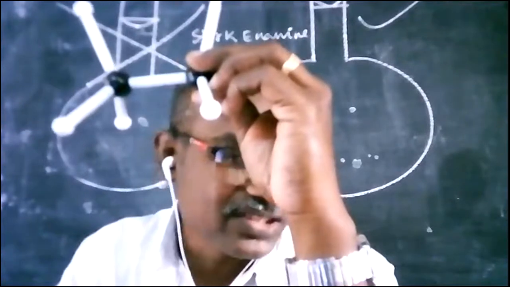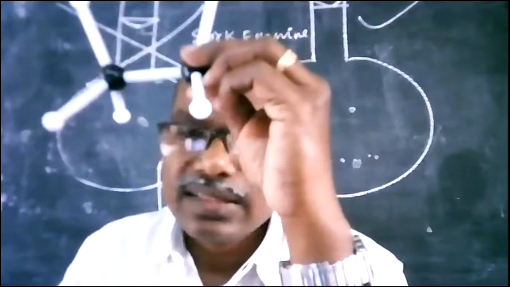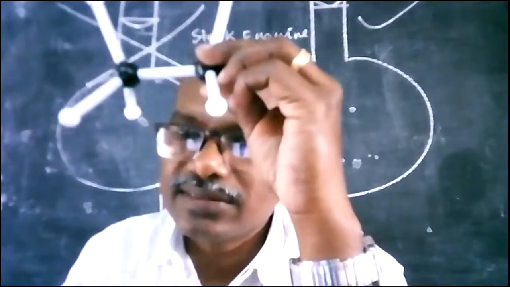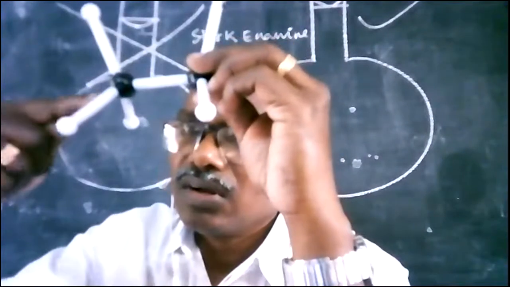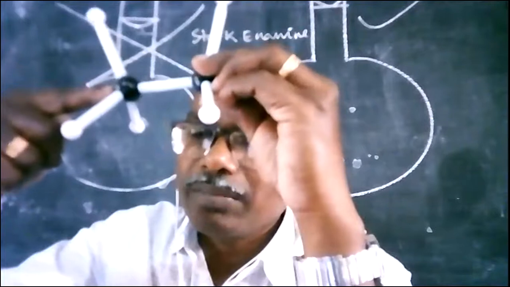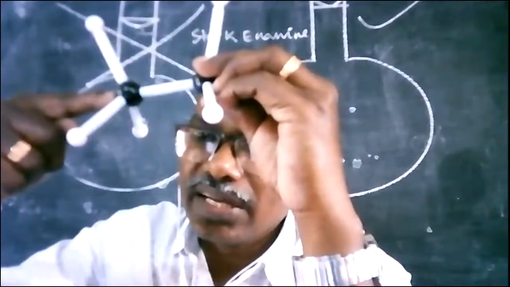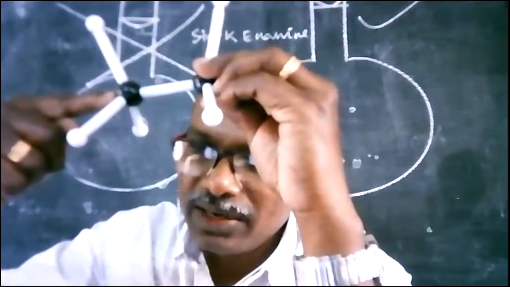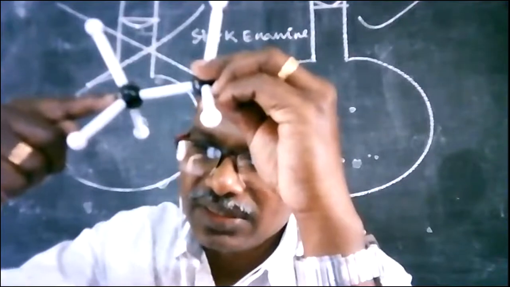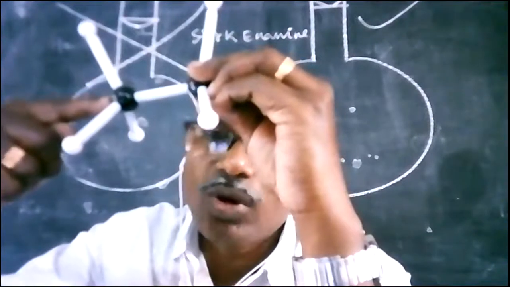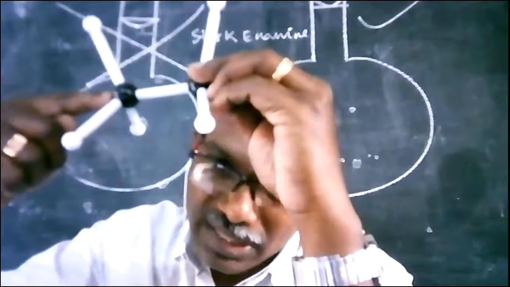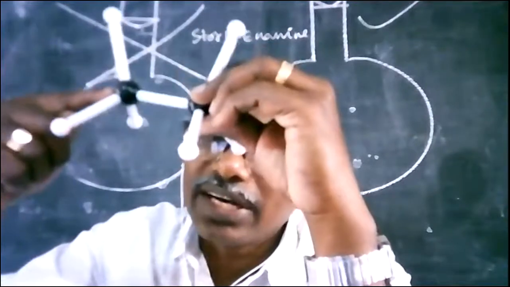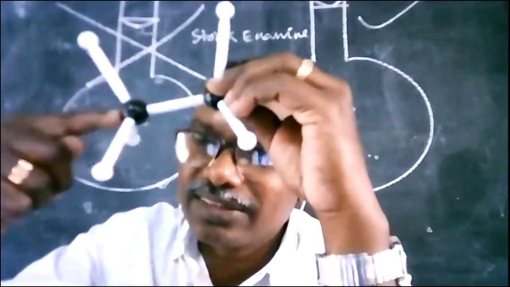So C3 axis means the axis whose minimum degree of rotation to be made to get the first identical configuration is 120. So 360 divided by 120, you are getting 3. So this is C3 axis.